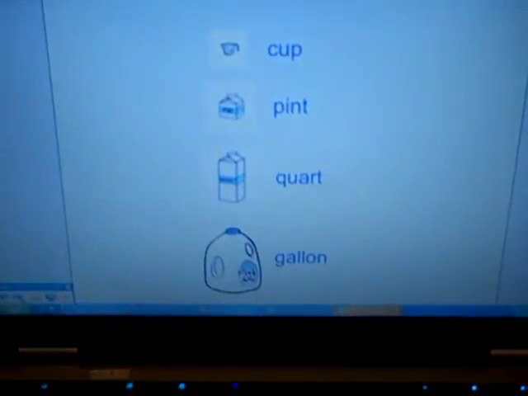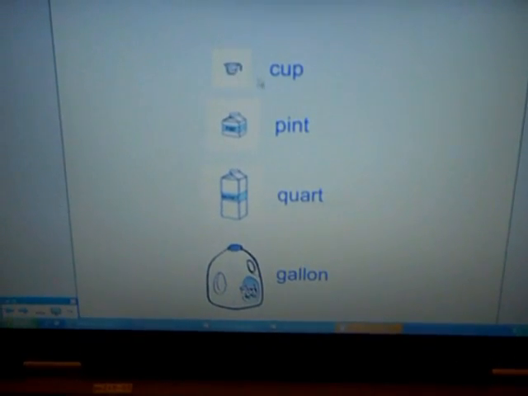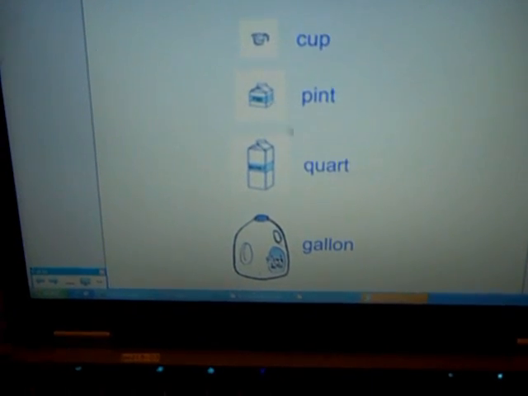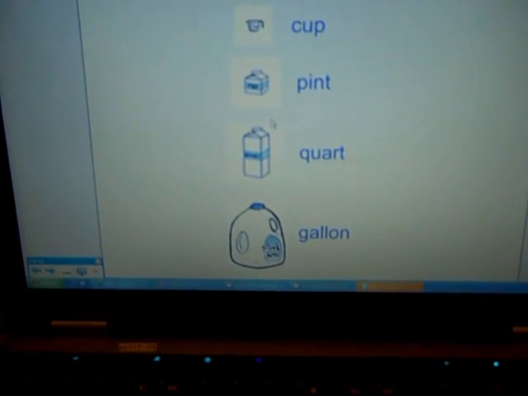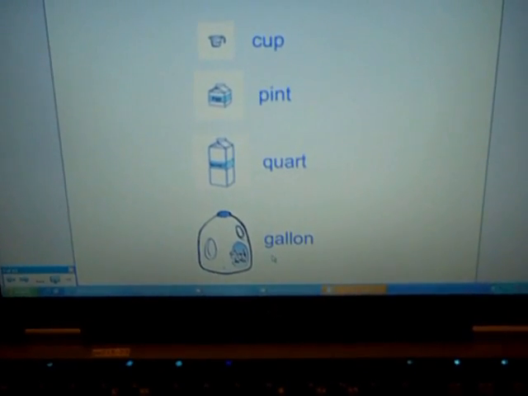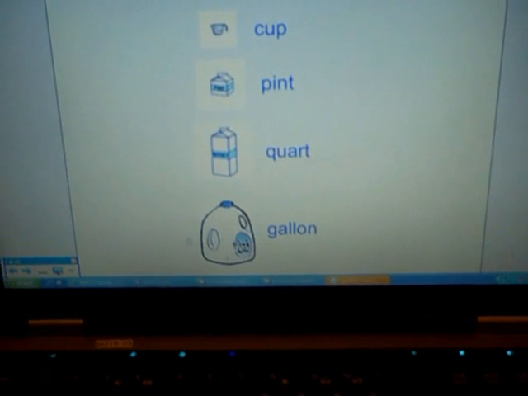Let's go take a look over here for a moment. On the computer, there we have 1 cup, 1 pint. A pint is more than a cup. 1 quart, which is more than a pint and a cup. And there we have our gallon, which is the biggest on this page. It can hold the most liquid.